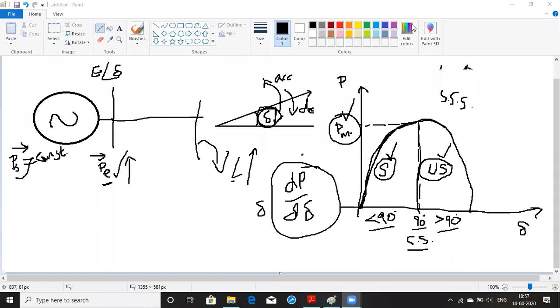What is the difference between stable and critically stable? The difference is just like in control systems, where you use marginal stable. That is called critically stable in this part.